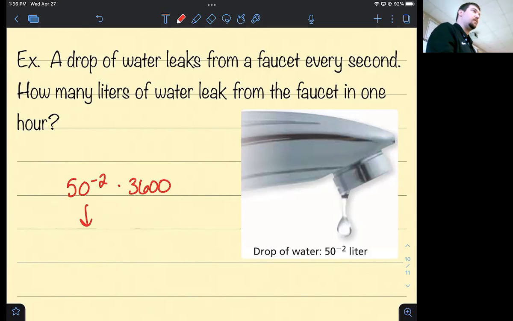What's 50 to the negative 2nd power the same as? Get that for me, Carter. What is that? Jimmy? What did you say 50 to the 2nd power was? 2,500. Okay, so we'll just call that 2,500.